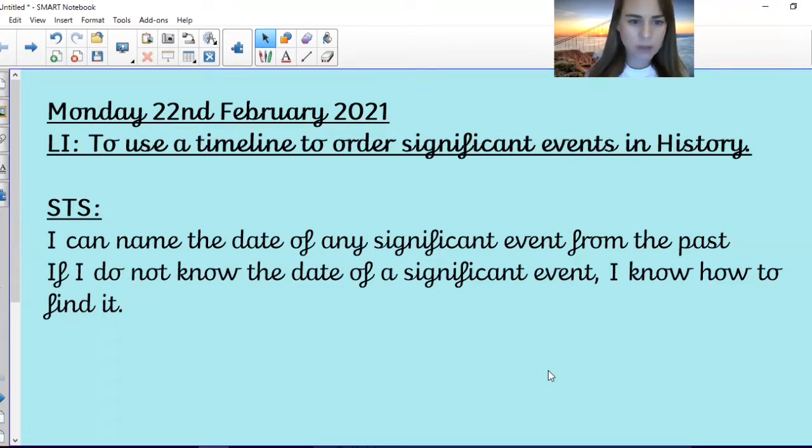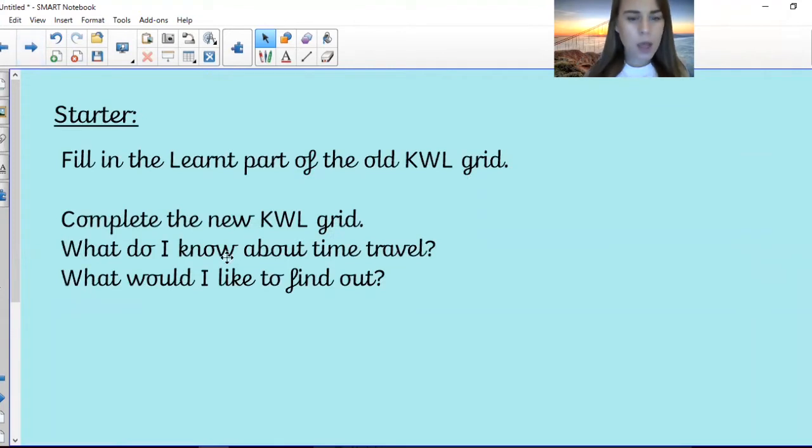And we should be able to find the date. Obviously, if we don't already know it, we should be able to work out a way in which we can find out the information that we need. For those of you at home, this part isn't really going to work, although you could write down some things that you already know about time travel or the past. You could also write down some of the things that you might like to find out.